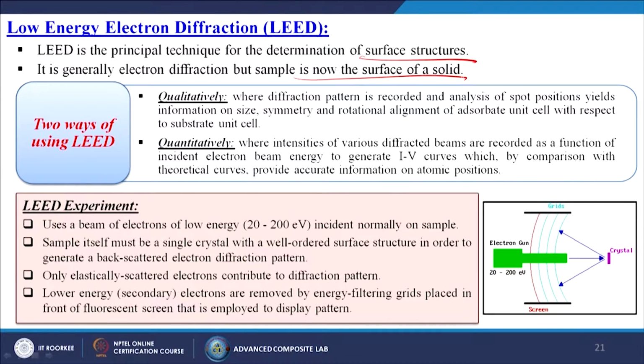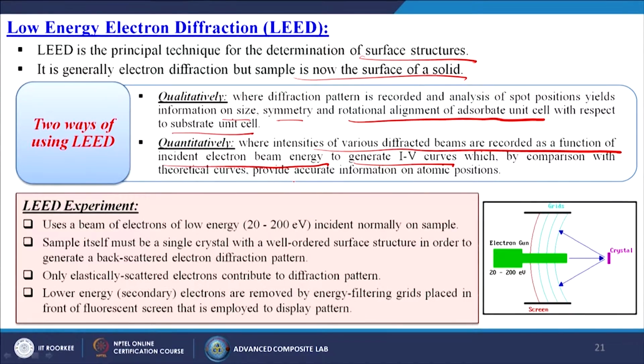There are 2 ways of using LEED. The first one is called qualitatively, where the diffraction pattern is recorded and analysis of spot positions yields information on the size, symmetry and rotational alignment of the adsorbed unit cell with respect to the substrate unit cell. The next one is called quantitatively, where intensities of various diffracted beams are recorded as a function of incident electron beam energy to generate the IV curves, which by comparison with theoretical curves provide accurate information on atomic positions.